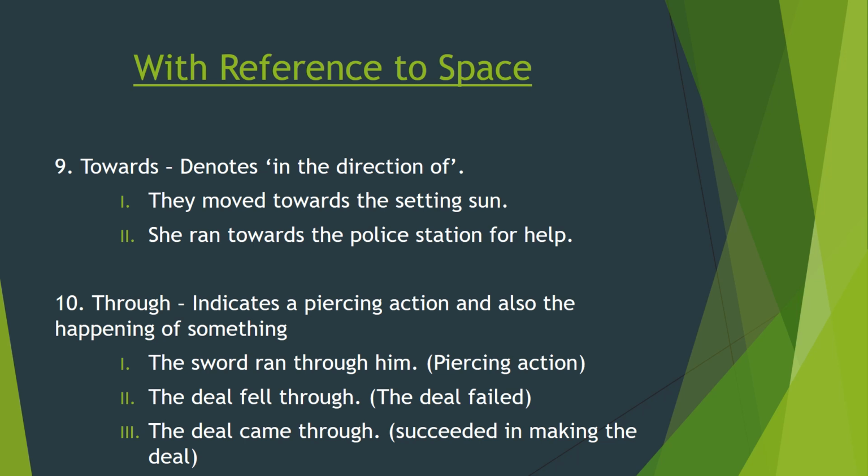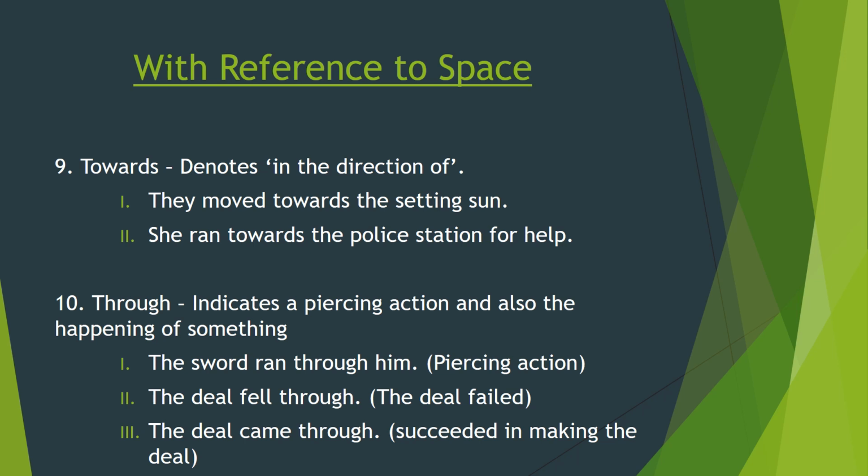Preposition through. It indicates a piercing action and also the happening of something. Piercing action: the sword ran through him. Piercing action of the sword. Another example of through: suppose we are reading a book and we have read the whole book. We will use the preposition: I have gone through the book. It means I have read each and every page of the book, starting from the first page to the end page.